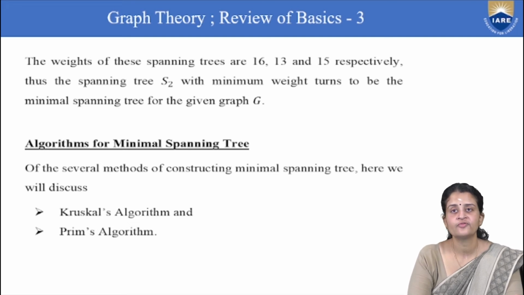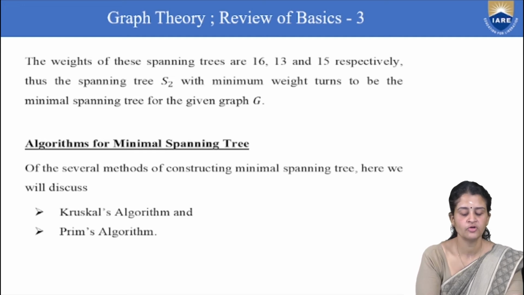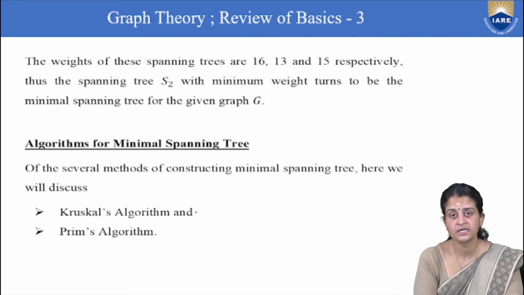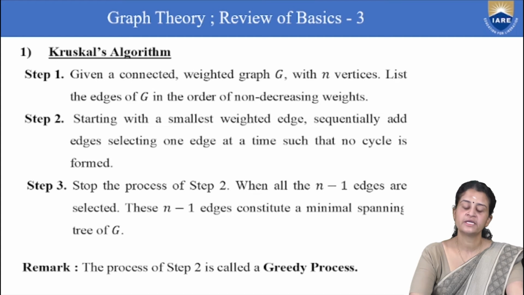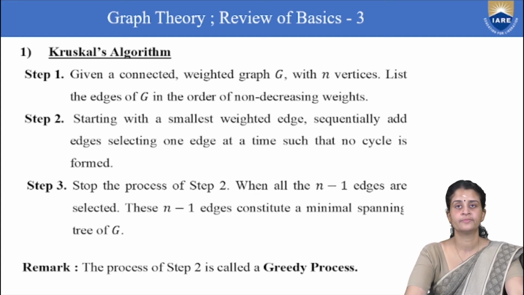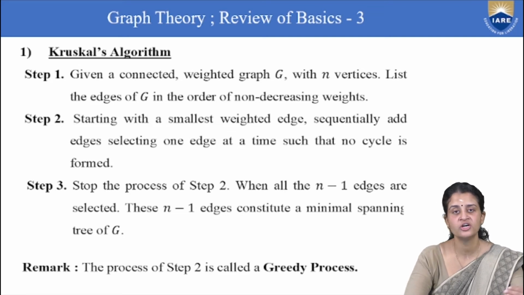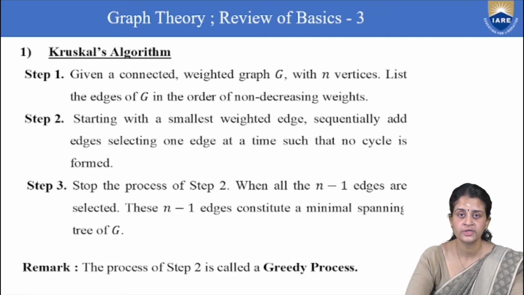There are some algorithms to find the minimal spanning tree of a given graph. There are so many algorithms. The main algorithms that we use are Kruskal's algorithm and Prim's algorithm. Okay, we'll see how it works. Now we are taking Kruskal's algorithm. It's a somewhat easy algorithm and we are doing it in 3 steps. The working principle is also so easy.